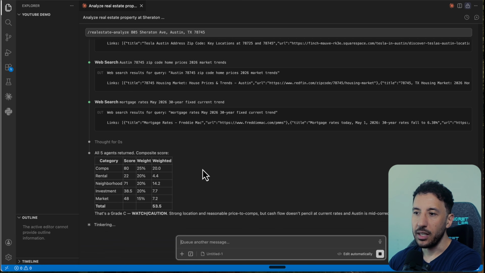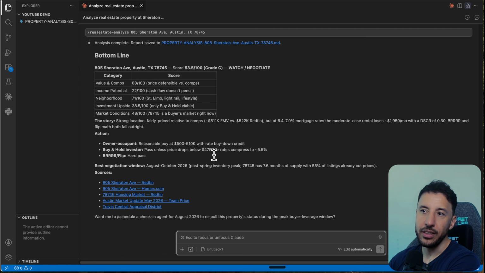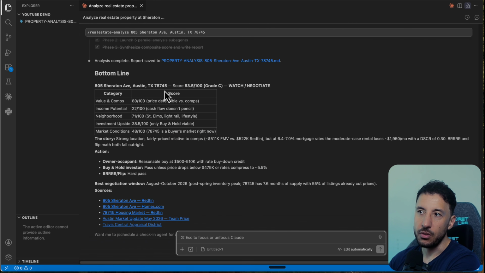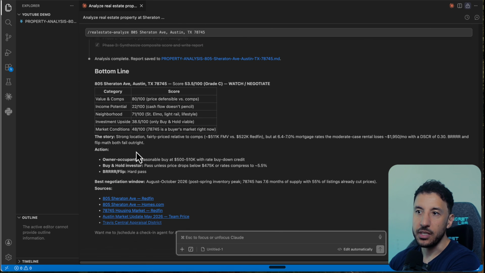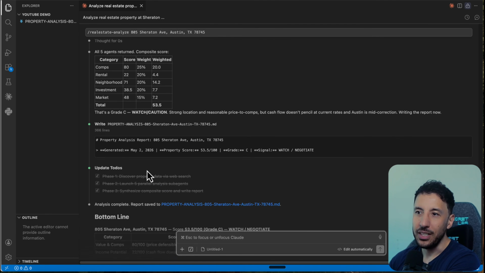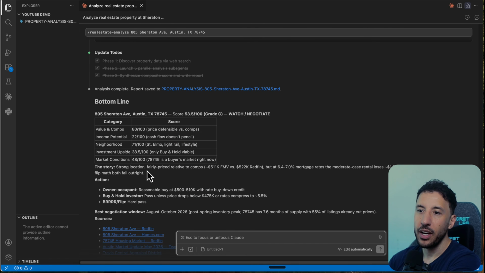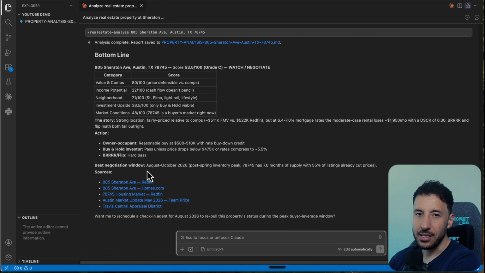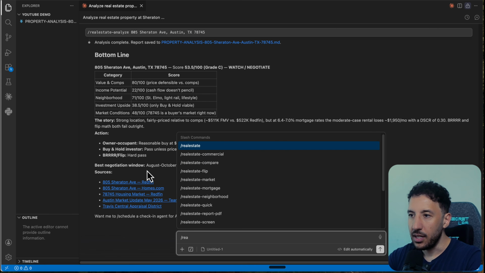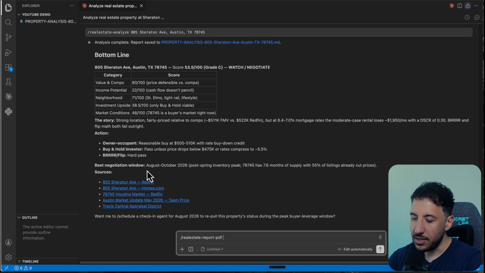So let's go ahead and give this a couple of seconds to finish. Okay, there you go. So it looks like everything got done. So now it gives you the address, it gives you the categories, it gives you the story. But again, like I said, this is kind of a little hard to read, right? Because it's just on this markdown file. So if we want to now make this a nice little PDF, all I have to do is press / command, real estate, and on the bottom, as you can see, it says real estate report PDF. I'm just going to press tab, press enter.